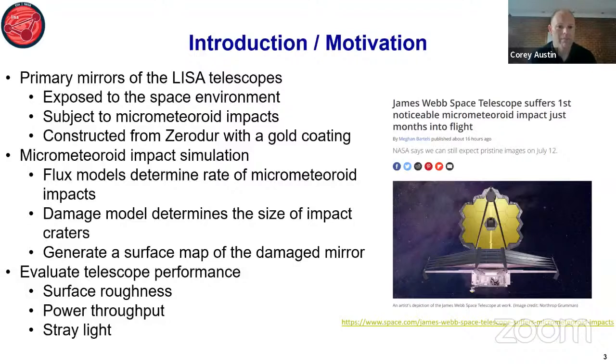We also, as you're probably aware, each LISA spacecraft will have 2 telescopes, so there's a total of 6 telescopes. So this problem is something that could multiply. We could see it across all the spacecraft.